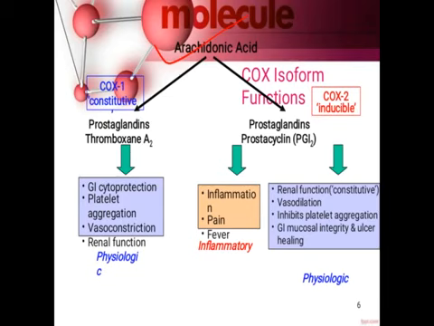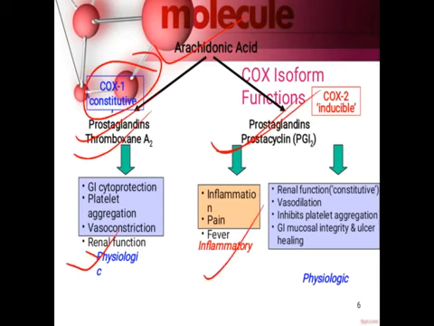Generally, what happens in the body? Arachidonic acid is present. From arachidonic acid, prostaglandins, that is thromboxane A2, prostaglandins, and prostacyclins, can be synthesized. Through COX-1, they form this part. Through COX-2, they form this part. So when arachidonic acid is converted into thromboxane or prostaglandins through COX-1, they are responsible for performing these types of physiological functions.